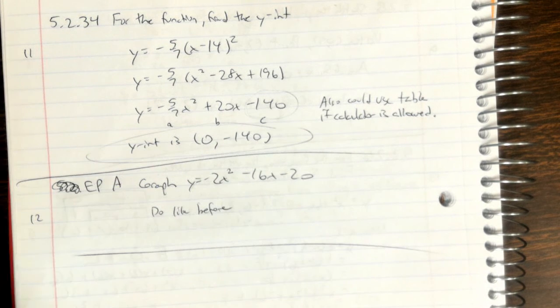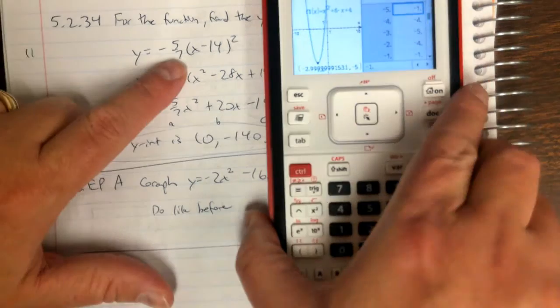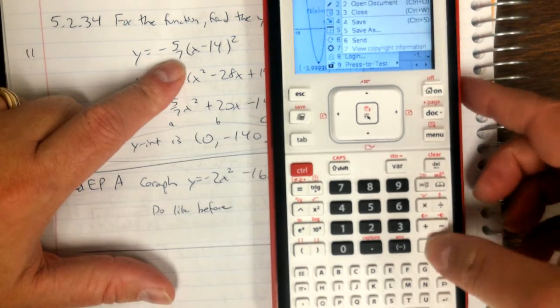Now on this one, instead of doing all that work, you could have also just used the table if the calculator is allowed. The main reason why we're showing you this is because sometimes on the SAT there's going to be some problems that you're not allowed to work on the calculator. So that's why we like to show you multiple methods.